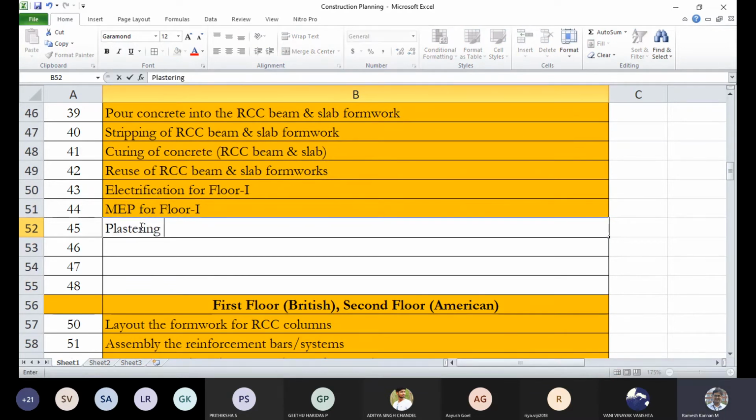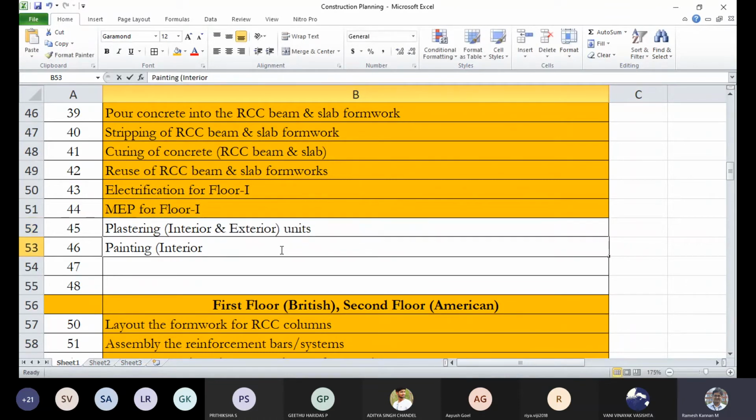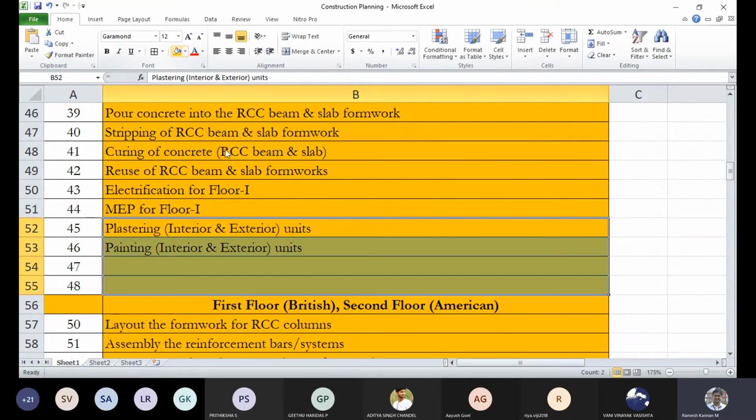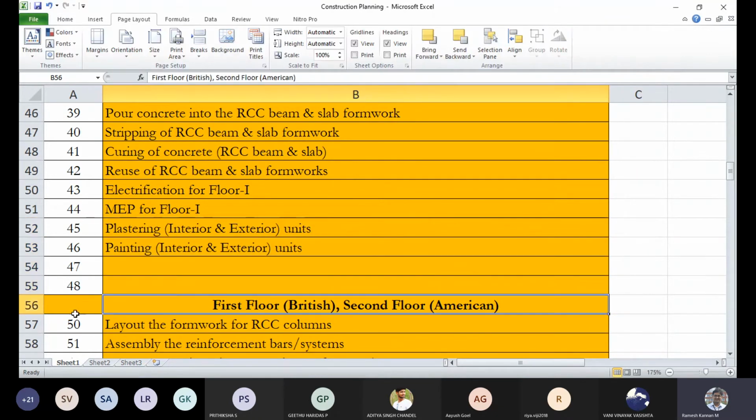Right? Then MEP, electrification and plastering, both interior and exterior units. Then the same way, painting, interior and exterior units. Then probably you can take a look at this thing. I changed the color for this first floor.